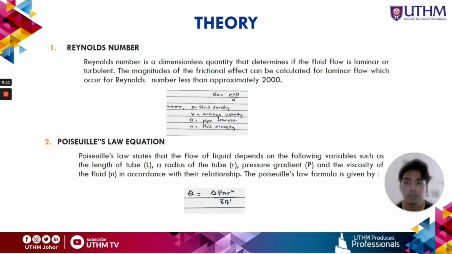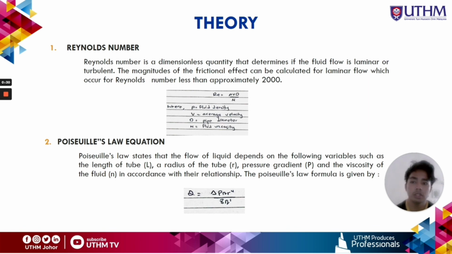First, Reynolds number. Reynolds number is a dimensionless quantity that determines if the fluid flow is laminar or turbulent. The magnitude of the frictional effect can be calculated for laminar flow, which occurs for Reynolds number less than approximately 2000. And the equation for Reynolds number is as below.